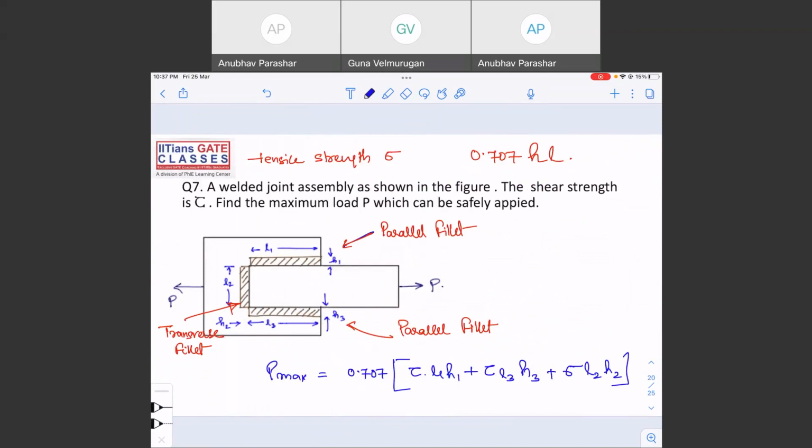So what is P max now? P max is equal to 0.707 tau into L1 H1 plus tau into L3 H3. The parallel fillet joint will fail because of shear, and the transverse fillet will fail because of tension. I hope it is clear.